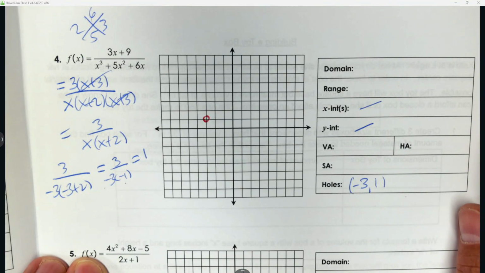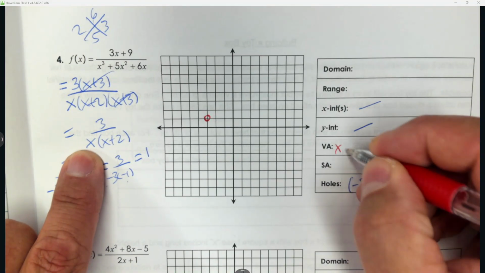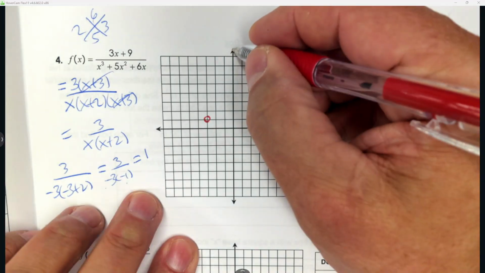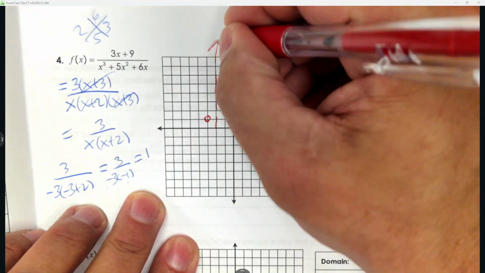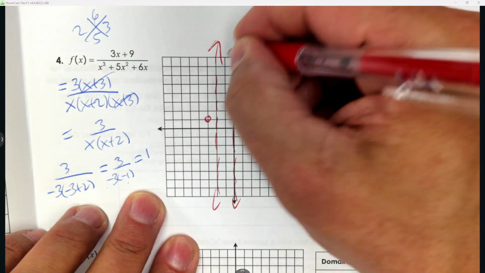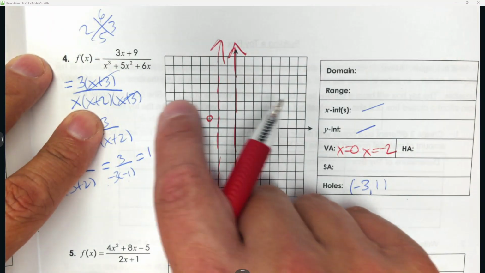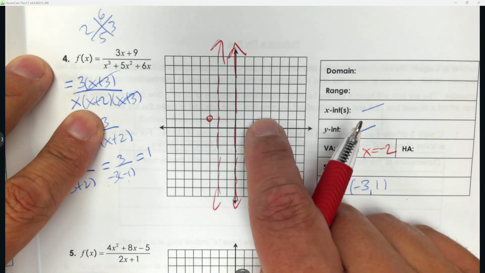All right, asymptotes. We have 2 zeros on the bottom. X by itself is 0, and then -2. So we're going to put those on the graph. So -2 and 0. Because we have 2 vertical asymptotes, we have 3 pictures: on the left, a picture in the middle, and a picture on the right.